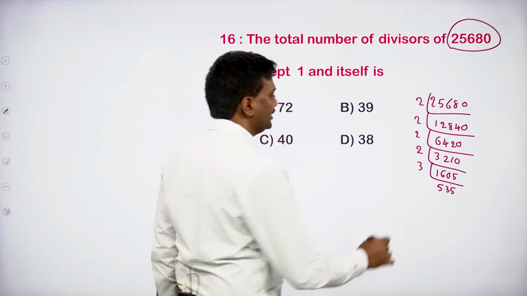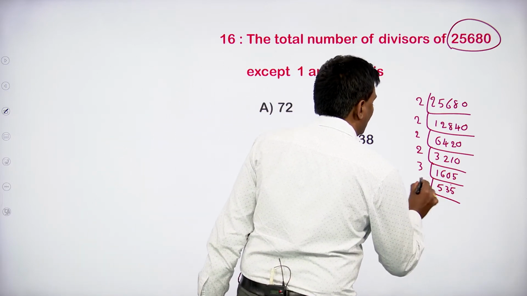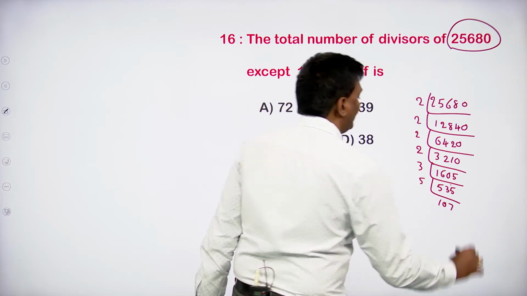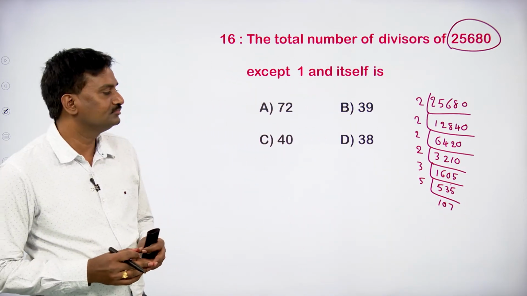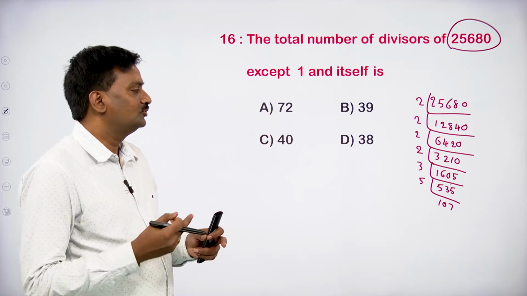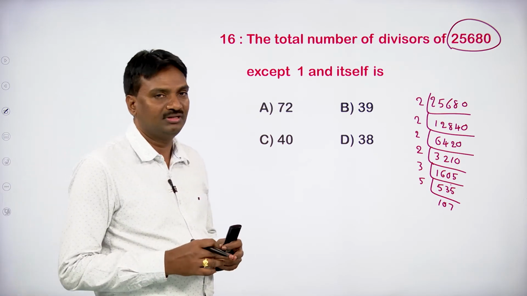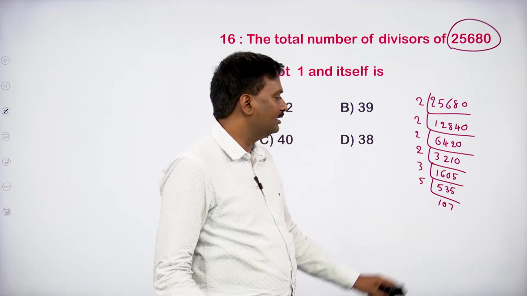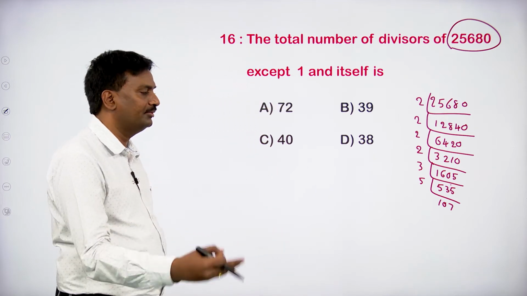So, next let us consider 5. 5 ones are 5, 0, 5 sevens are 35. So 5 ones are 5, and 35 is there, 5 0 7. So, here we take next 6 or 7 or 8.